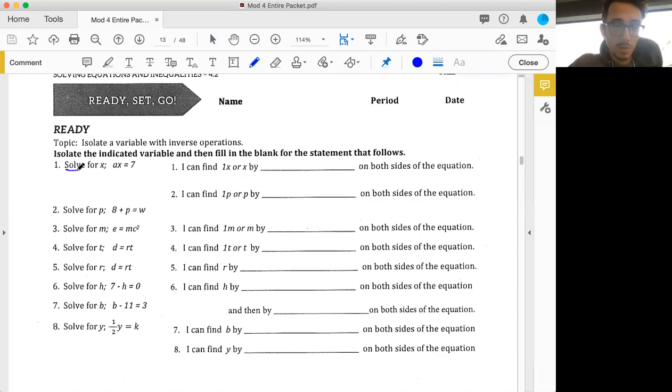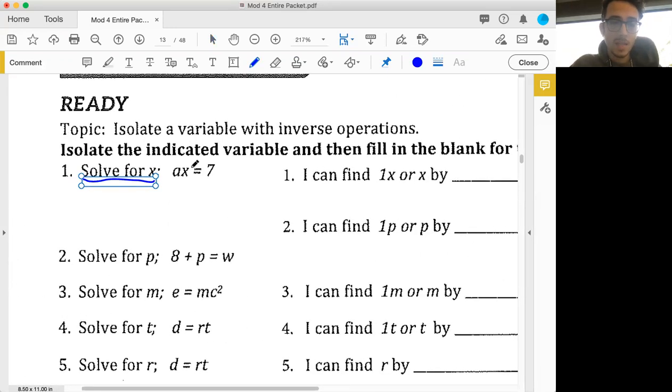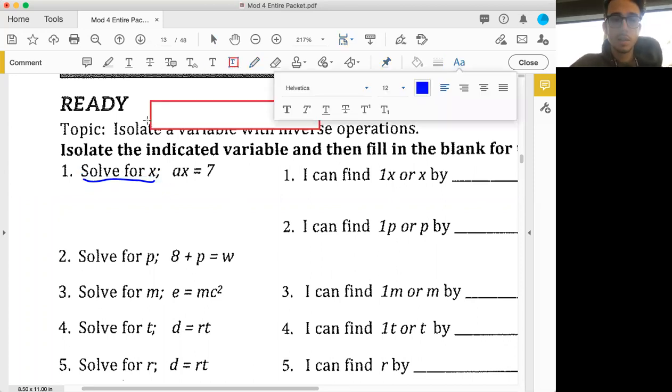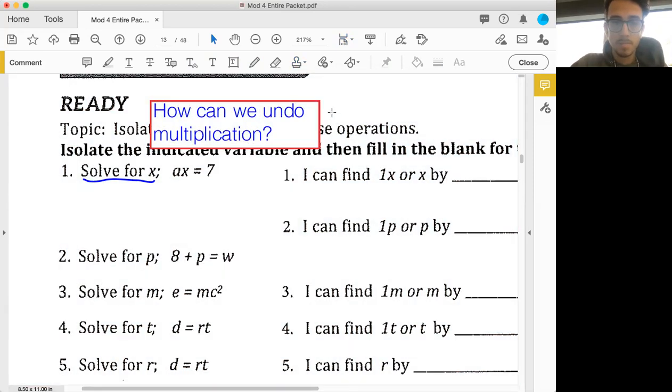So this first problem is asking us to solve for x, where we have a times x equals 7. So a and x are multiplying. They're butt up next to each other. So how can we undo multiplication? That's a question you should be asking yourself. How can we undo multiplication? What do you think? Hopefully you're saying using division.